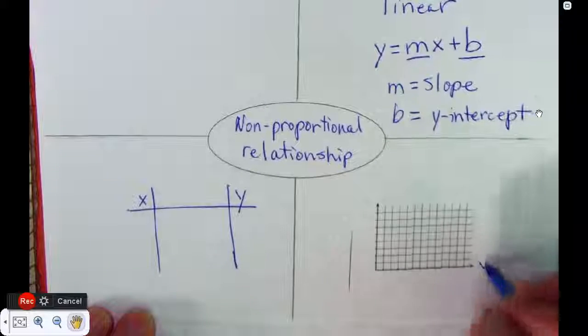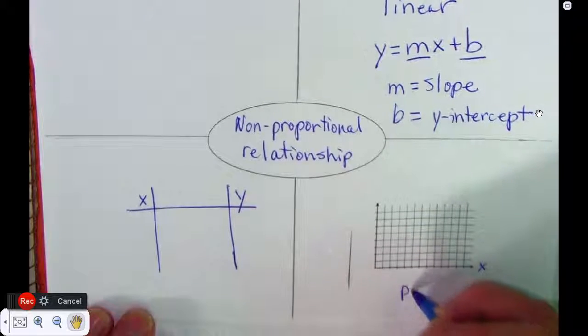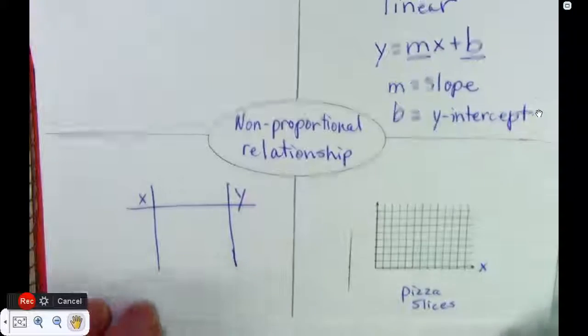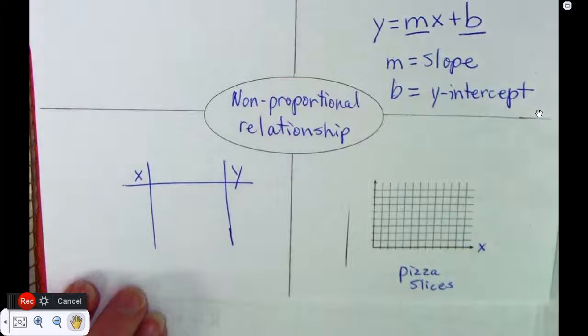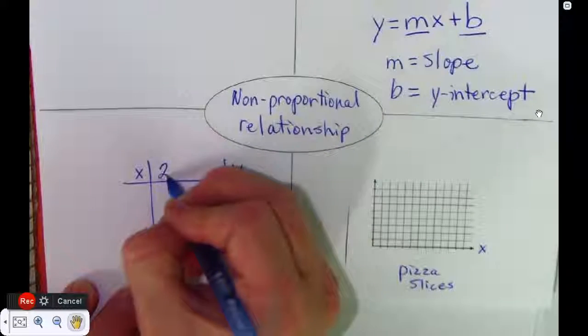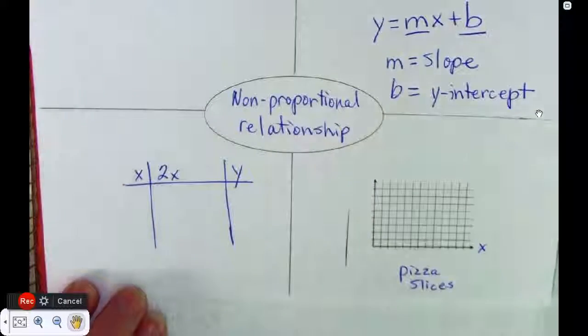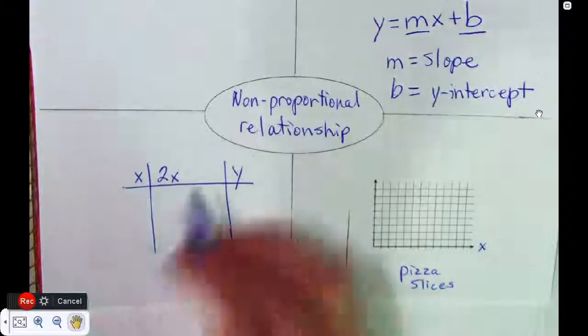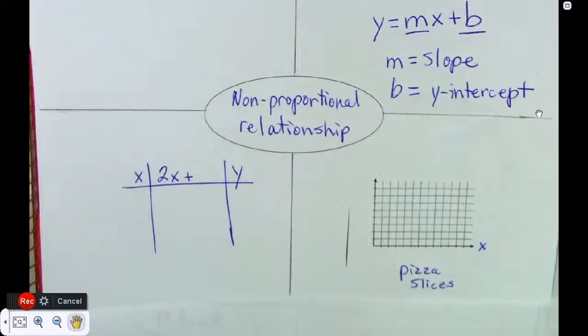Okay, so we're going to say X is pizza slices. How much are the pizza slices going to cost? $3 a slice. We already wrote 2. Well, let's make it easier. Remember, I want easy numbers. So you're going to pay $2 a slice plus, because we don't want it proportional, we have to add or subtract something. Plus a drink. How much are you going to pay for your drink?